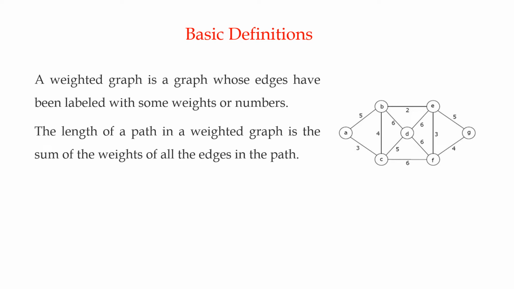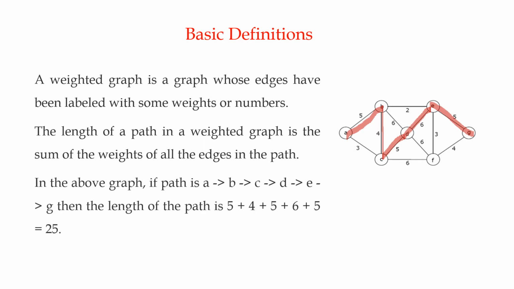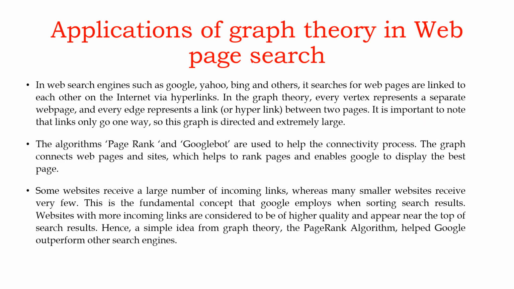We have more paths. First we consider one path from A to B, B to C, C to D and D to E, E to G. The weight of this path is 5, 4, 5, 6, 5, totally 25.